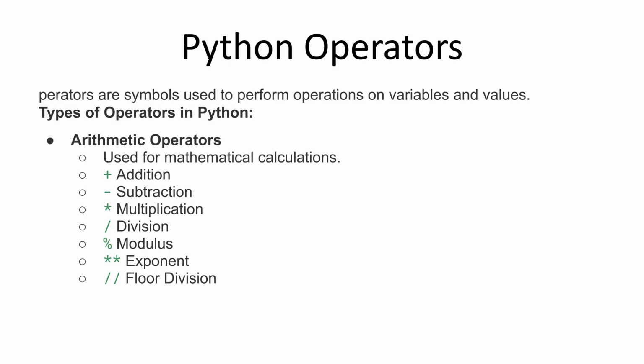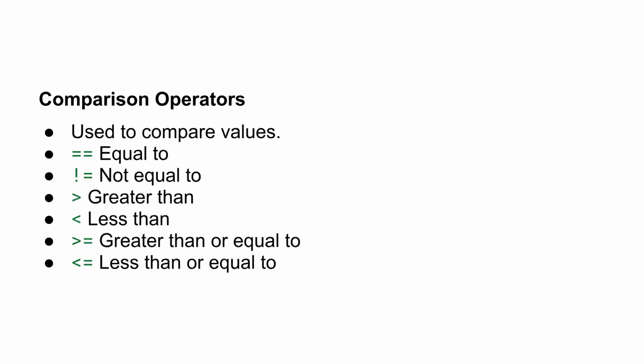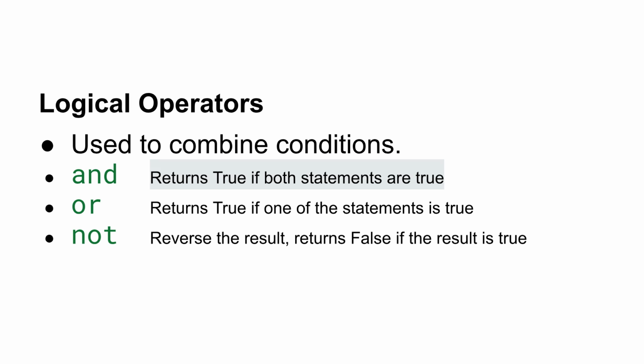Python operators are symbols used to perform operations. Arithmetic operators are for mathematical calculations and include addition, subtraction, multiplication, division, modulus, exponent, and floor division. Comparison operators are used to compare values. These include equal to, not equal to, greater than, less than, greater than or equal to, and less than or equal to. Logical operators combine conditions.